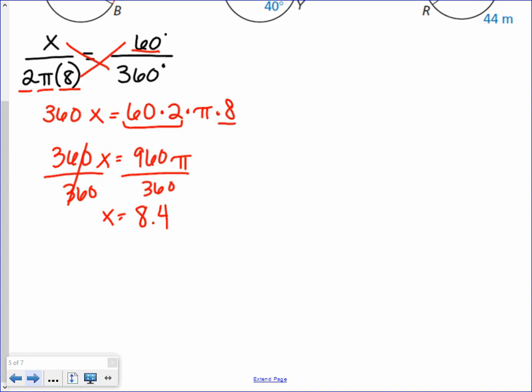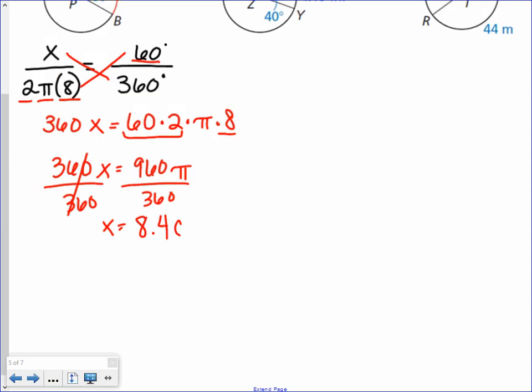So when you label it, arc length is a unit of length. So what unit of measurement's in the problem? What is it? I can't hear you, any of you guys. Centimeters.